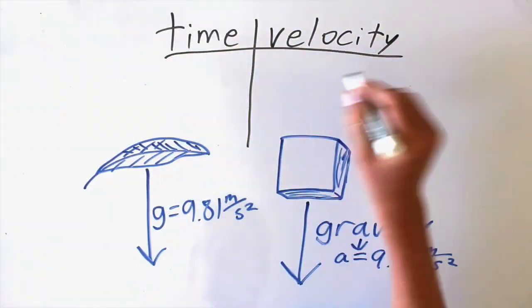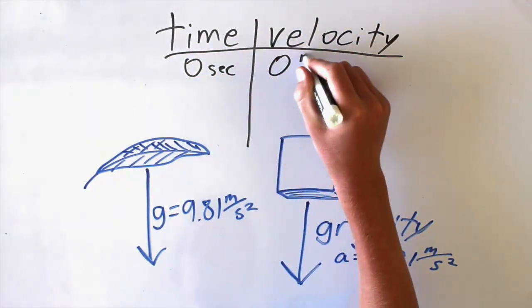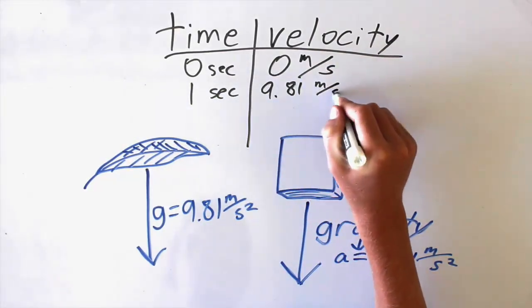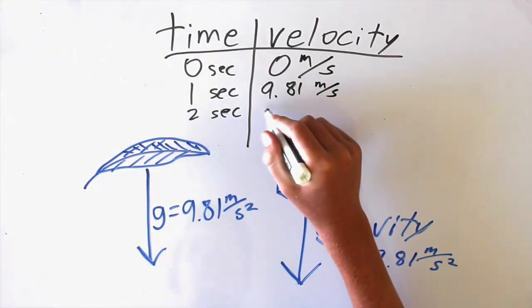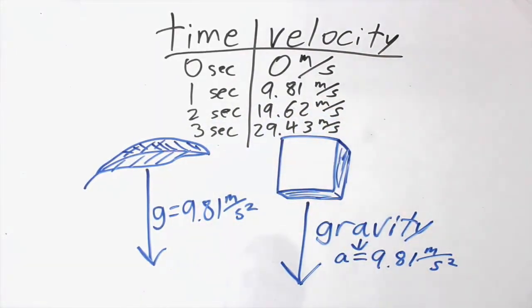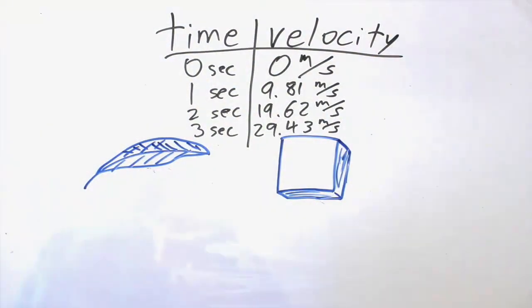So after 1 second falling in the vacuum, both the textbook and the feather are traveling at 9.81 meters per second. After 2 seconds, they double that velocity, and are both falling at about 19.62 meters per second, and so on. All free-falling objects accelerate at that exact same rate.